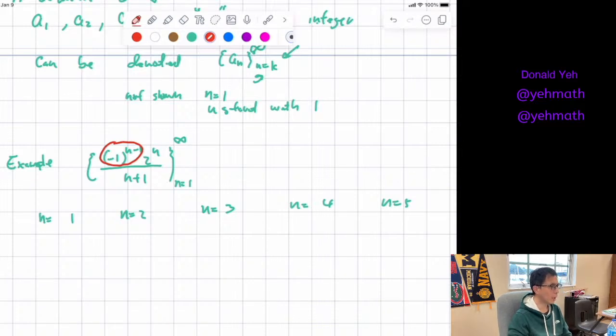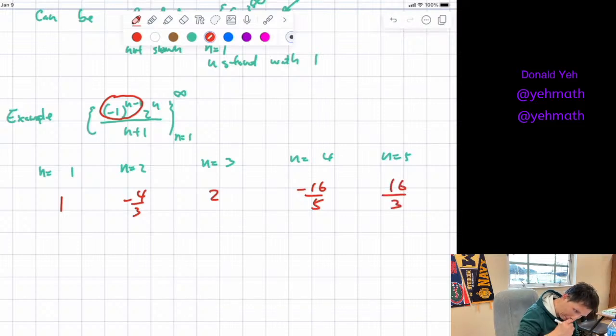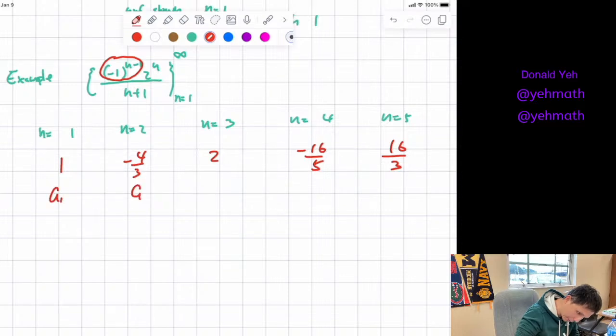So if you work it out, what's your first term? What's your second term? What is the third term? What's the fourth term? And the last term? 16/3, yeah. And this is the A1 term, A2 term, A3 term, A4 term, A5 term.